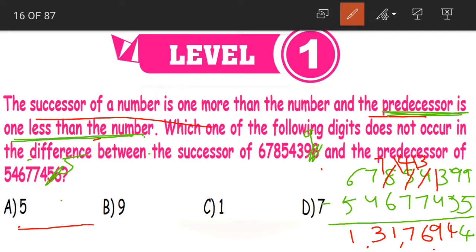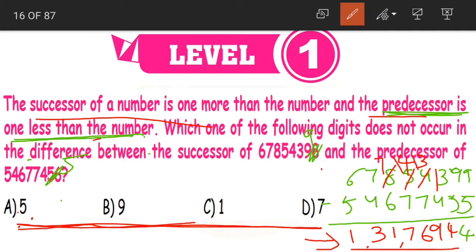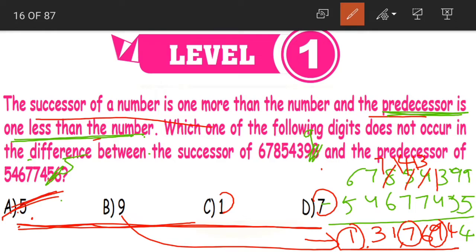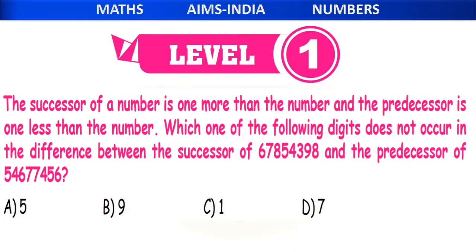Now what are they saying? Which of the following digits does not occur in the difference? Now see, first option is 5. Do we have 5 in the difference? No. So A will be our right answer. We are having 9 here and 1, and 7 also we are having. Option A, 5 becomes the correct answer because we are not having it in the difference.